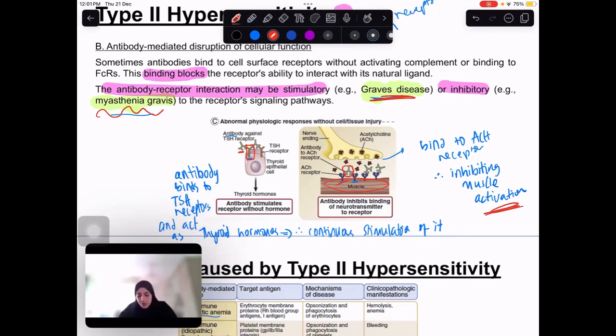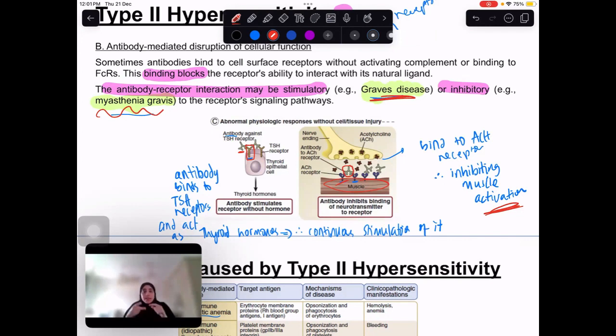So in type 2 hypersensitivity, what am I going to have? Antibodies. The antibodies are what? IgG or IgM. They're binding to what? Cell membrane or extracellular matrix. When they're binding, what do they do? They activate many different things. They activate the complement by the classical pathway, causing opsonization and macrophage phagocytosis. I can have inflammation, recruitment of other inflammatory cells. I can have the natural killer cells by ADCC, right?